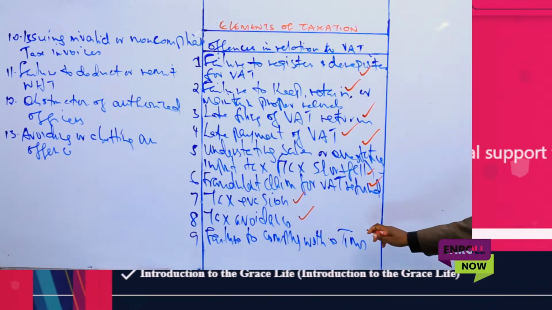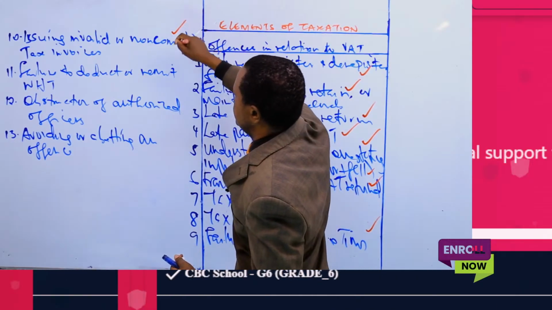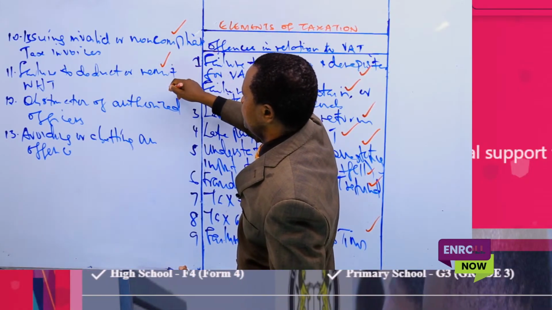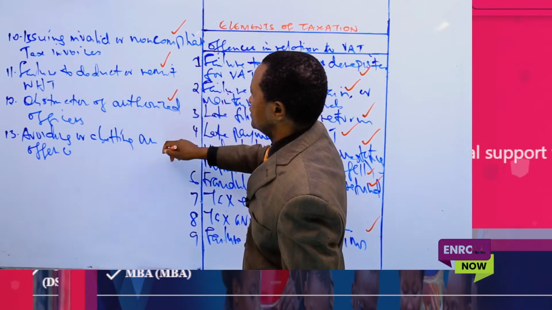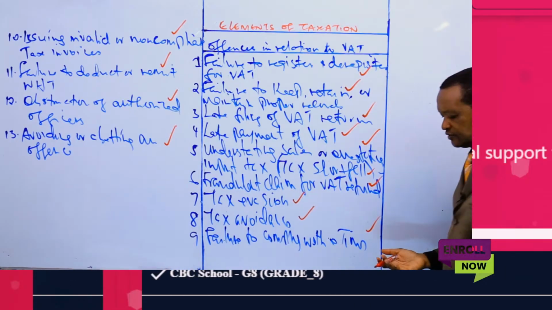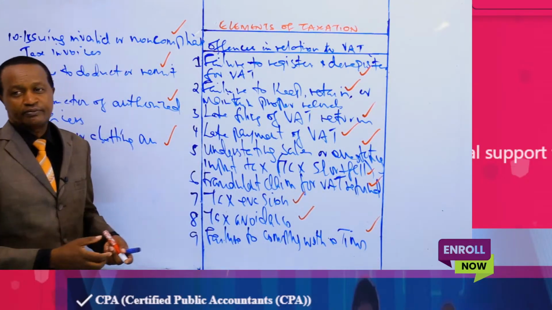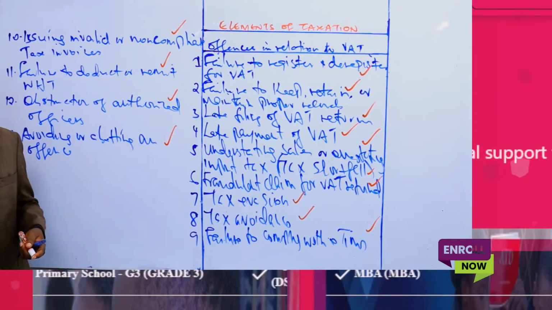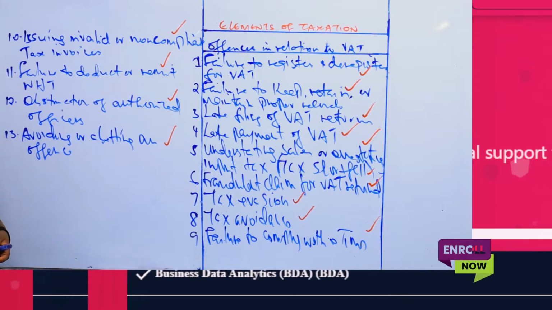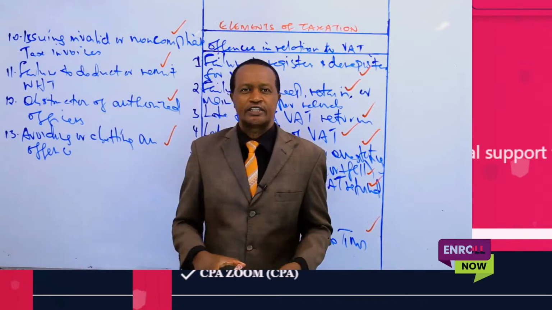9, failure to comply with the e-TIMS. 10, issuing invalid or non-compliant tax invoices. 11, failure to deduct or remit withholding tax. Number 12, obstruction of authorized officers. And lastly, avoiding or abetting an offense. So these are the offenses, candidates, and therefore it's very critical for VAT registered persons to be fully aware of these offenses and their associated penalties to ensure full compliance and avoid legal repercussions.